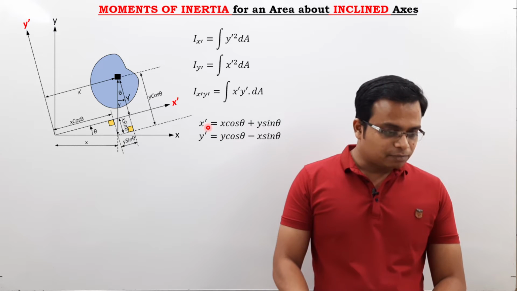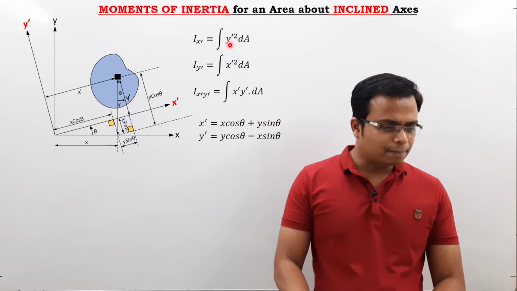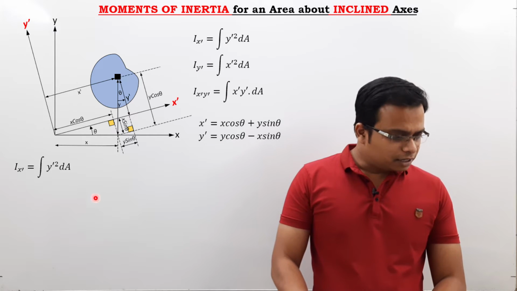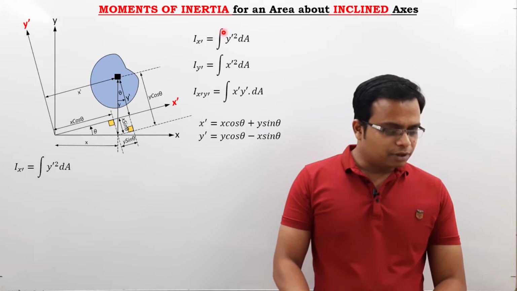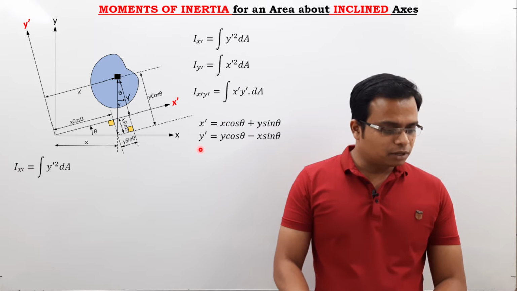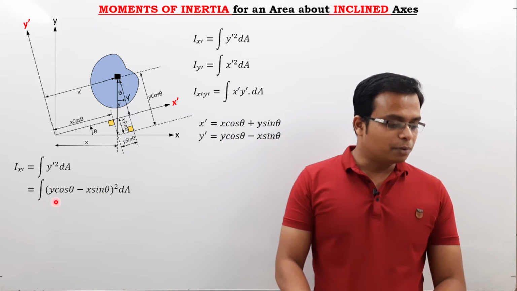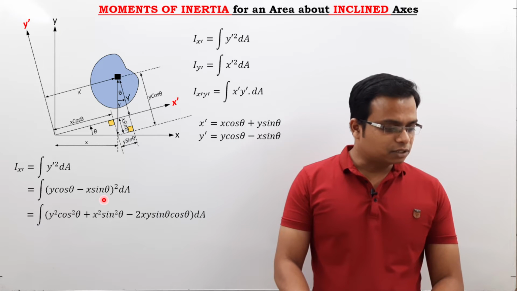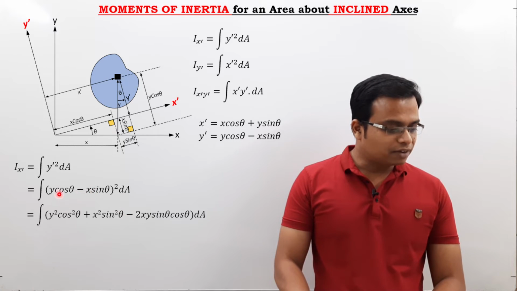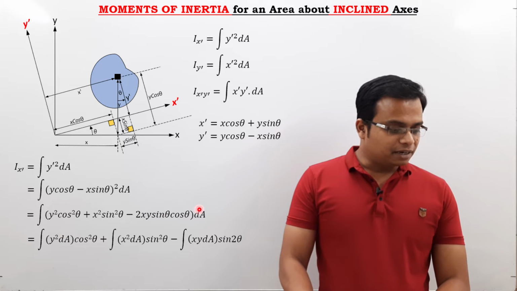Anyway, so these are the transformation equations, and what we wish to do now is calculate Ix dash, which is equal to the integral of y dash square dA. So let us put this value, y dash equals y cos theta minus x sin theta, over here. This is what you get. You need to open it: y square cos square theta plus x square sin square theta minus 2 times x y cos theta sin theta. That's it. Now separate the integrals.